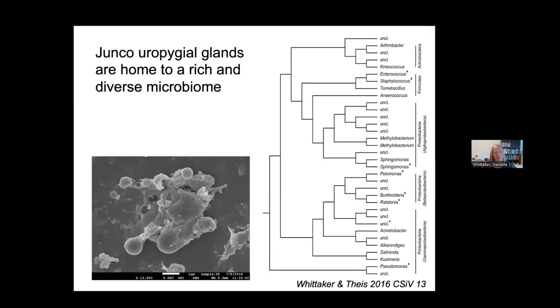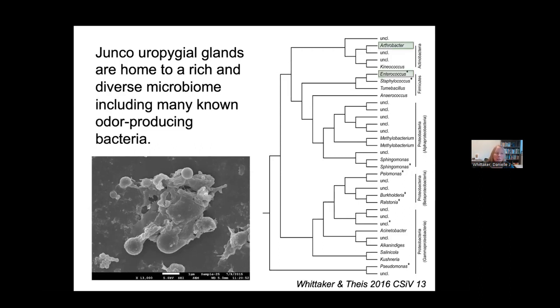So the first thing we did was to determine whether there's any bacteria in there at all. On the left is a scanning electron microscopy photograph from one of my preen oil samples. You can see some round blobby things there. And we think at least some of these, particularly this guy here on the bottom left, are probably bacteria. But even better than that, we used a genetic method. You can do a genetic survey of a particular gene that all bacteria carry, and you can identify what bacteria are present based on the DNA sequences. And we found that Junco uropygial glands are home to a rich and diverse microbiome. You can see that initial survey of bacterial species on the right, including many known odor-producing bacteria. And those are the ones I'm highlighting in green. So great, we've got bacteria, we've got odor-producing bacteria.